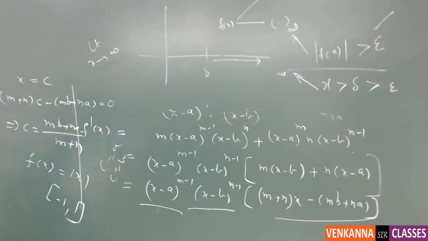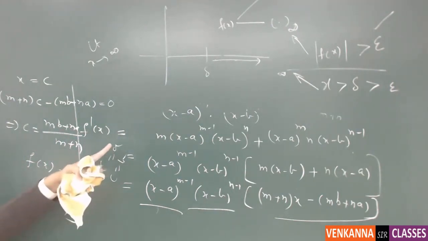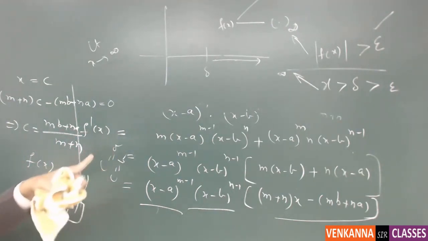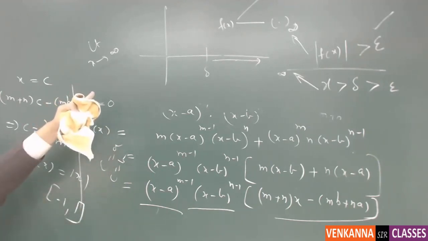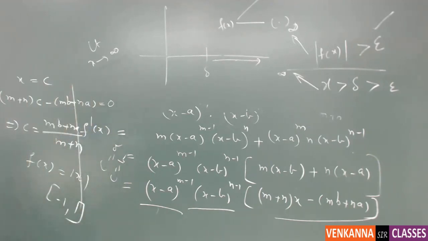Please check on the picture. If you have taken x greater than delta and delta greater than epsilon, as x is tending to infinity, f of x is tending to infinity because you have proved f of x is greater than epsilon. That was the whole idea in proving that. Okay? I think that will give you an idea. Fine.